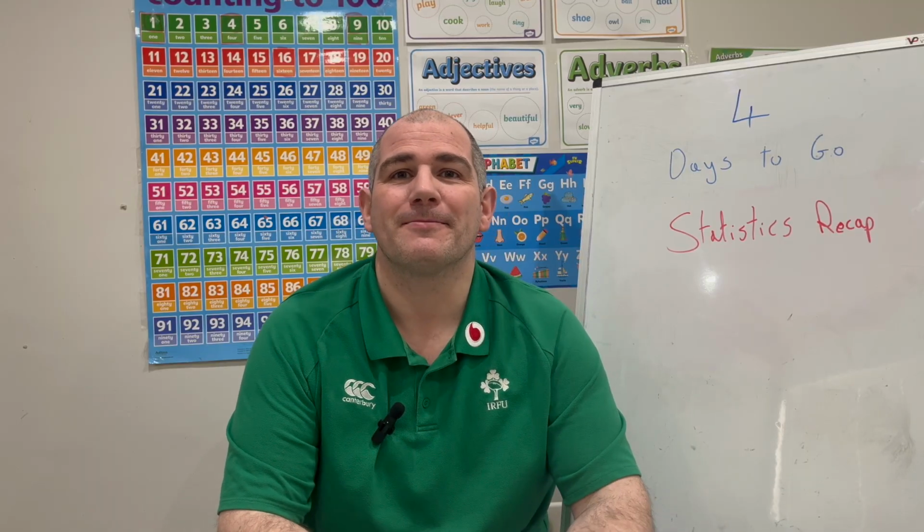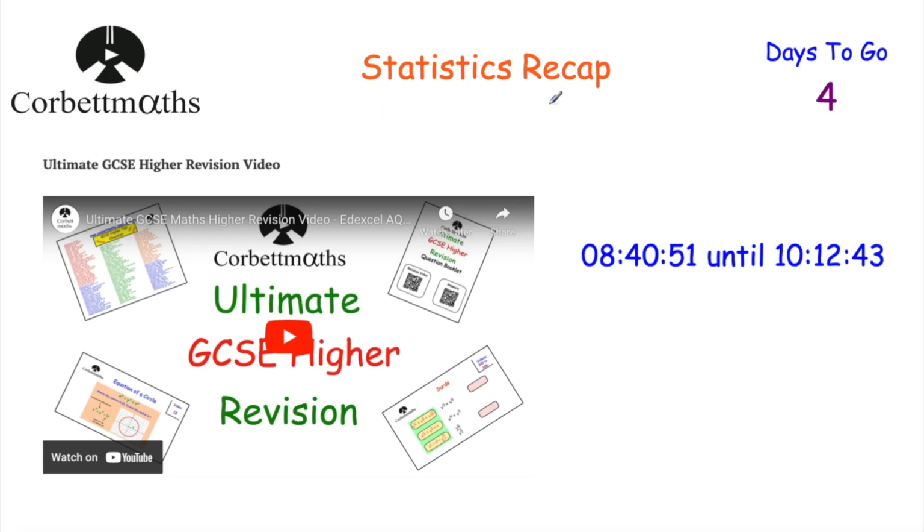So let's get started. Hi, welcome to this GCSE Higher Statistics recap. So in today's video, we're going to go through the statistics topics, and I'm going to do a quick recap on each of them. If you want a more detailed explanation of each of the topics, go to Corbettmaths.com and go to the ultimate GCSE Higher revision video, between 8 hours, 40 minutes and 51 seconds and 10 hours, 12 minutes and 43 seconds, I cover all these topics in a lot more detail. Alternatively, underneath the Corbettmaths logo on every single slide, you can see the video number on Corbettmaths. So if you want a bit more help or some practice questions, that's where you can go.